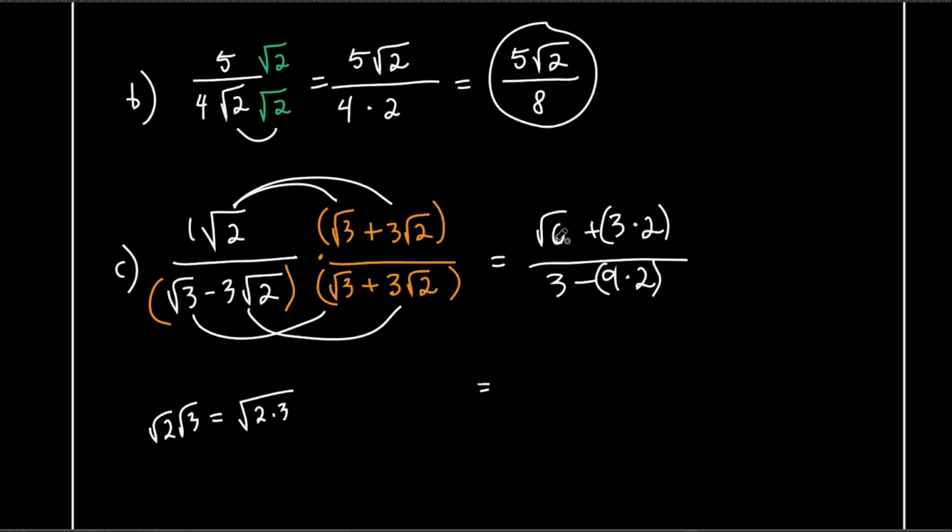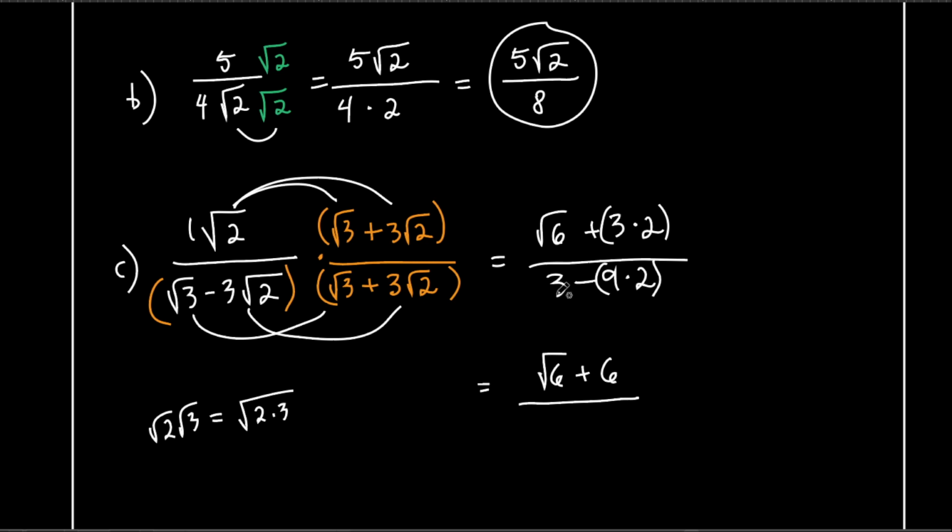So this is going to give us the square root of 6 plus 3 times 2, which is 6. I can't do anything with those. They're different terms. The square root of 6 is completely different than a 6. So I just have to leave it: square root of 6 plus 6.